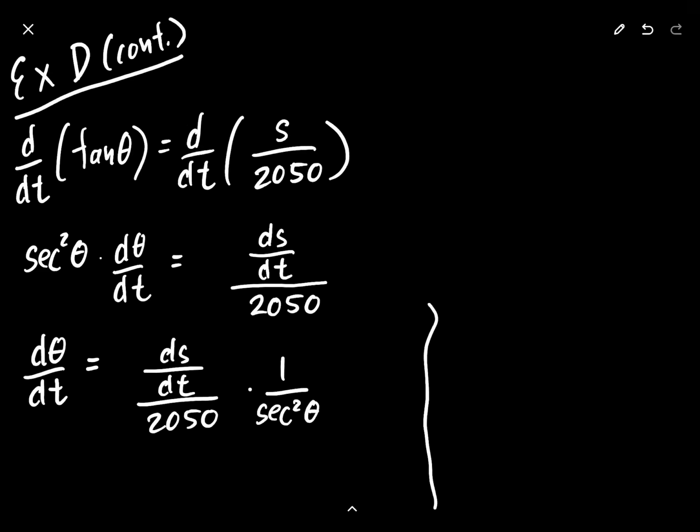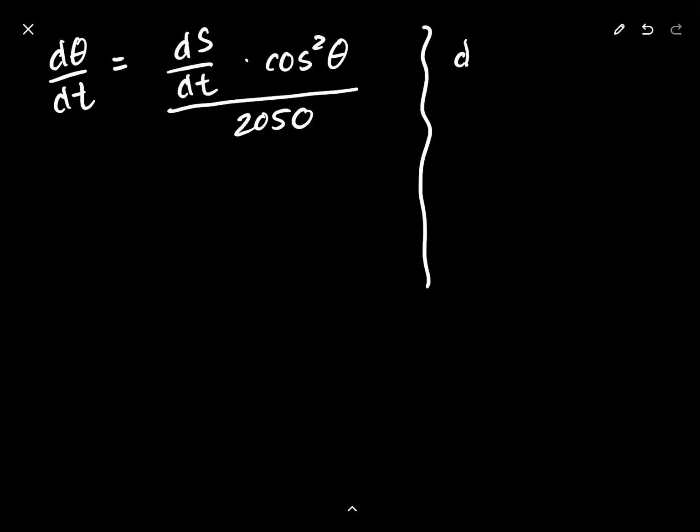So just a note on the side, since most people don't have a secant button on their calculator, we can use that cosine theta is equal to 1 over secant theta. If you square both sides, cosine squared theta will be equal to 1 over secant squared theta. So from before, ds dt was 1040 feet, and to find the value for cosine squared theta, we'll need to find the value of theta at t is equal to 10 seconds.